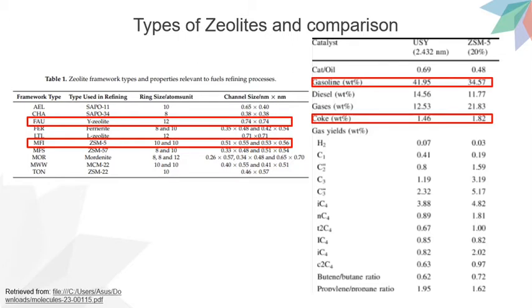As you can see from the table on the right, the production of gasoline is higher for Y zeolite compared to ZSM-5, and the coking percentage is lower for Y zeolite, which is only 1.46. The coking percentage for ZSM-5 is higher compared to Y zeolite.